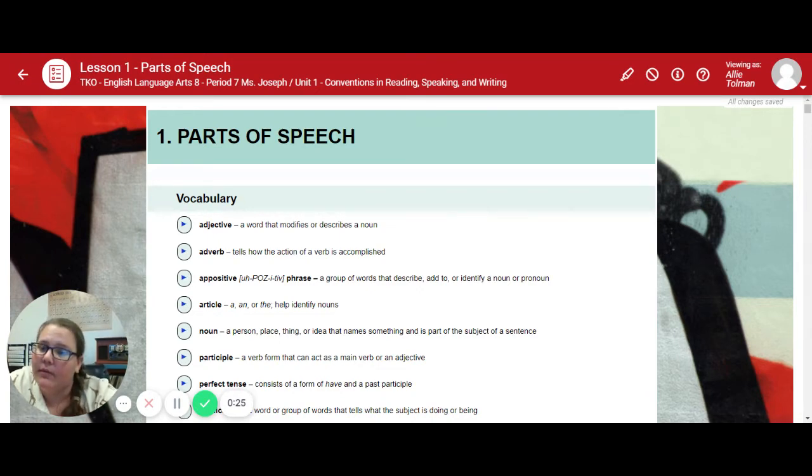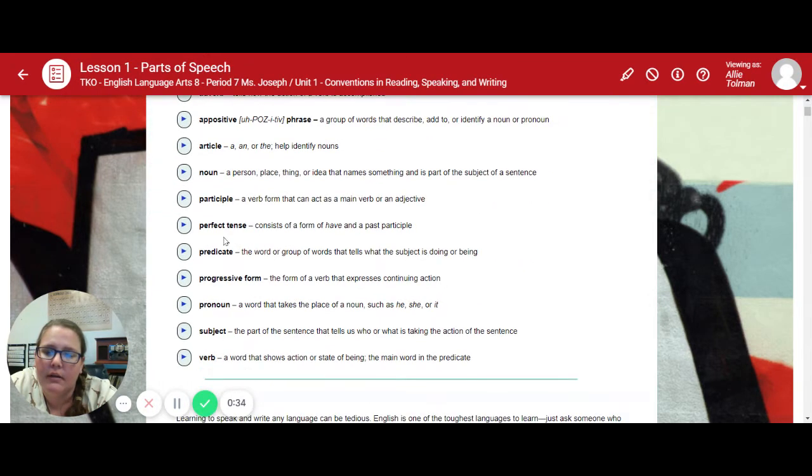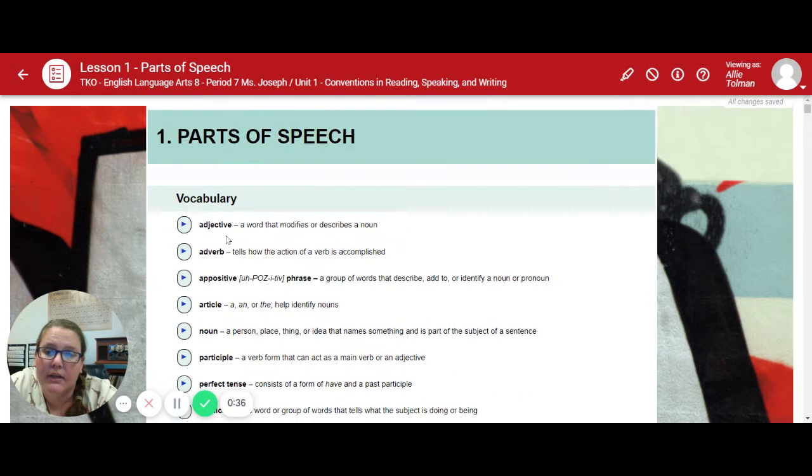So here we go. Our Lesson 1 is on parts of speech. Now, what I've been telling everybody is that on our vocabulary section, it might be a very good idea to write these down. These are something that you will be using later. This is also something that you can use later on the questions. 90% of the time, they are using vocabulary. So if you have them written down, very helpful.